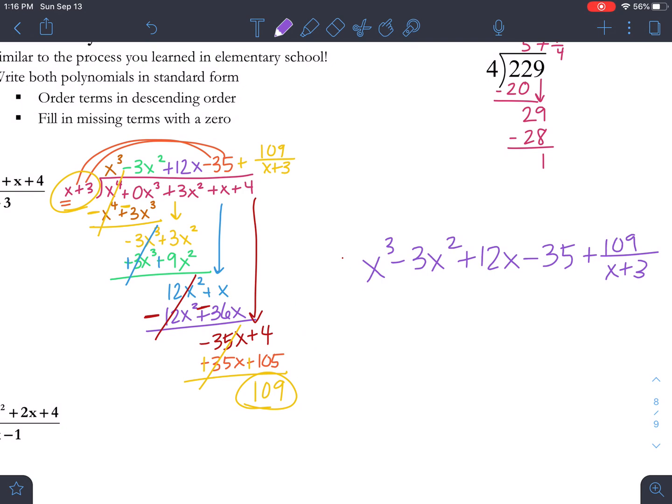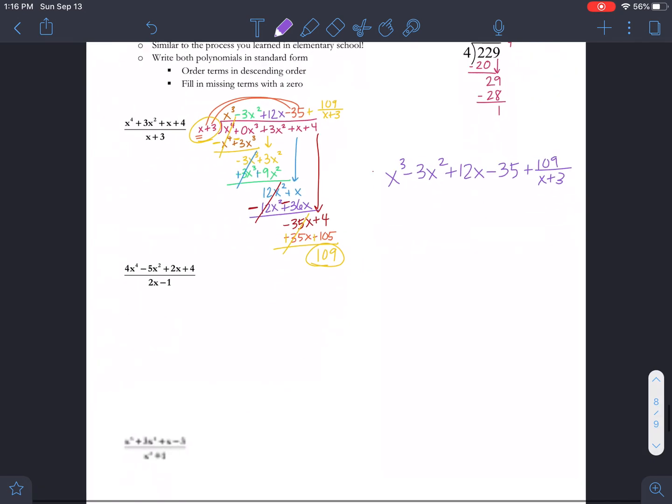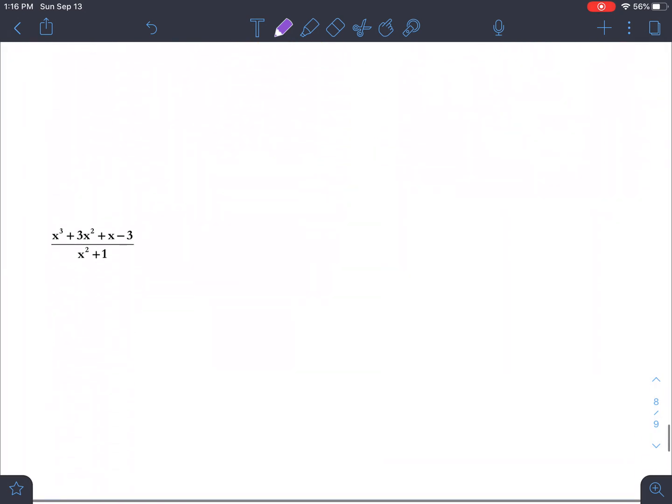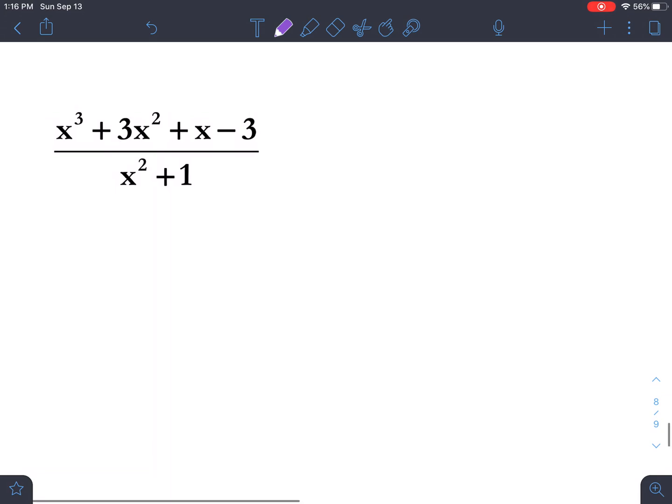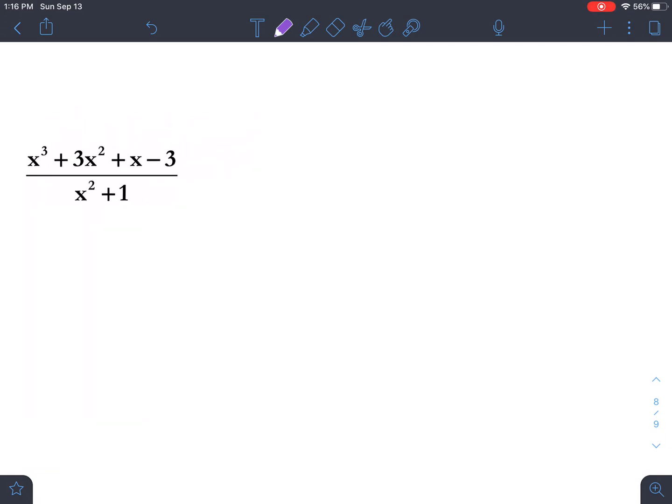Okay, we're going to try one more here. We're actually going to try this one below, this third one here. So I have x squared plus 1, and I have x cubed plus 3x squared plus x minus 3. Okay, so let's set this up. X squared plus 0x plus 1. Remember, if I start with a second power, I need a first power and a 0th power. Every power needs to happen in between.